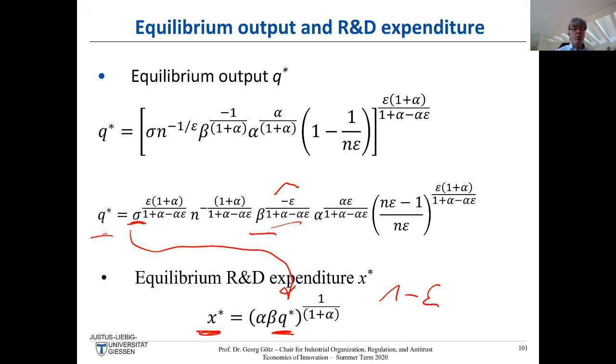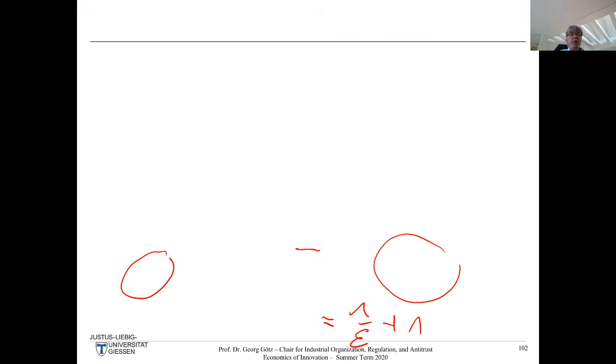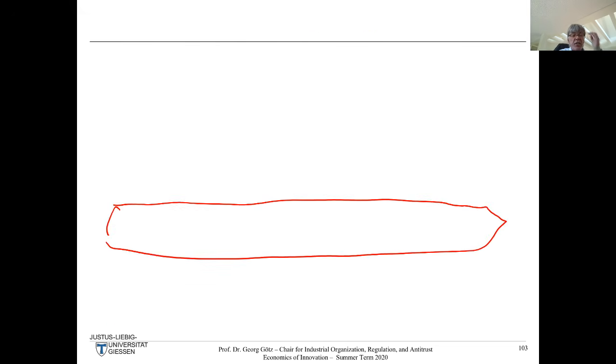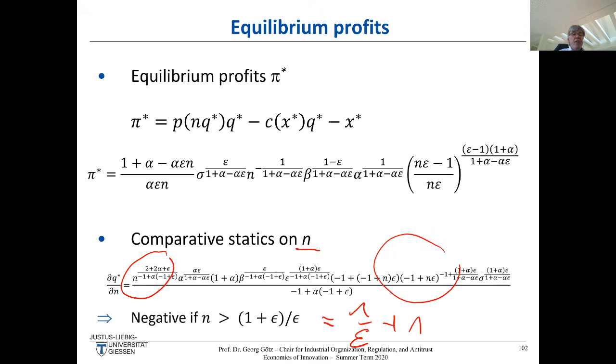If we have more firms, each firm will be smaller, and as a consequence, each firm will invest less in R&D. That, in a sense, sounds bad, but actually it isn't as bad as it sounds, because we have more firms, and even though Q decreases, the aggregate output, N times Q, might increase, and that's actually what happens. And N times X, the aggregate R&D expenditure, also increases.